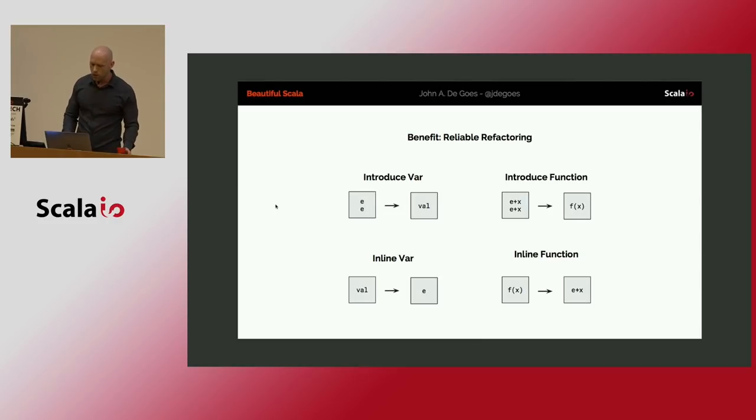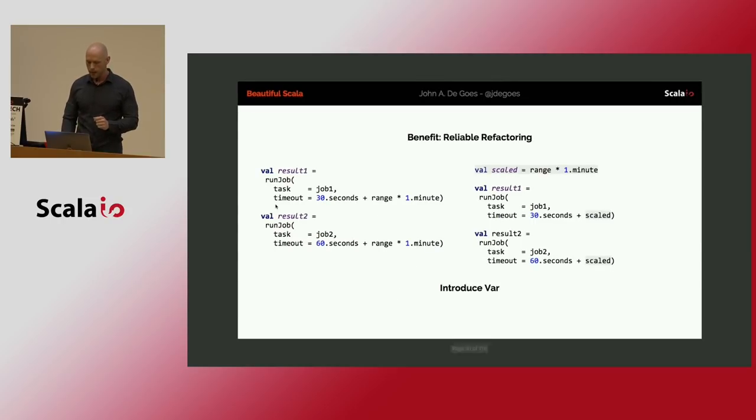So what are some practical benefits we get out of functions? Well, one is reliable refactoring. So there are four types of refactorings, actually popularized by object-oriented programmers, which help us maintain our software over time. And they're introduce var, inline var, introduce function, and inline function. Introduce var just means if you have a duplicated expression, you can pull that out into a variable in order to eliminate the duplication.